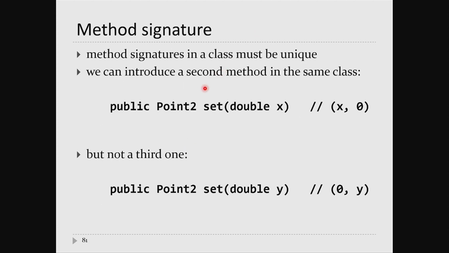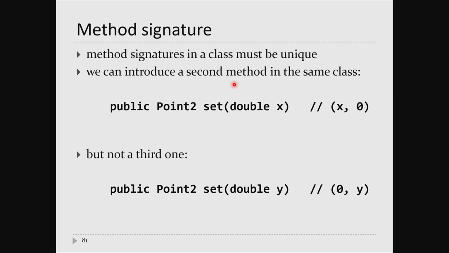Now, the rule in Java is that the signatures in a class must be unique. Right? So that's how the compiler checks, if you have methods with the same name, do they also have the same signature?